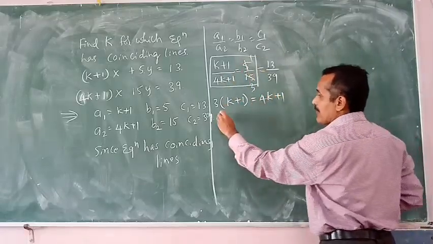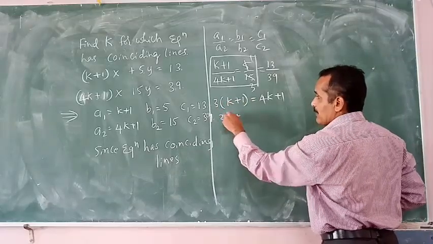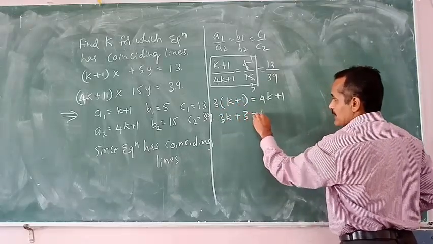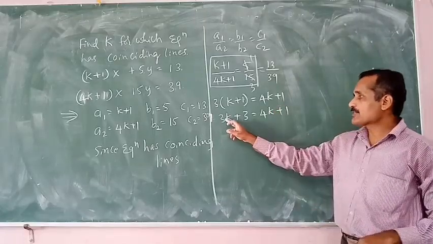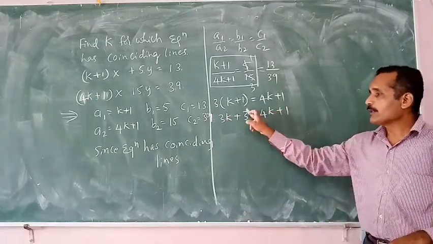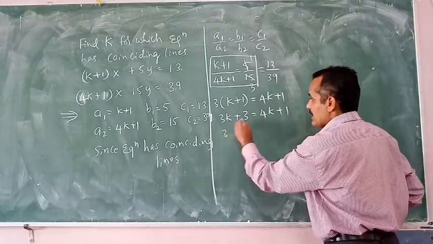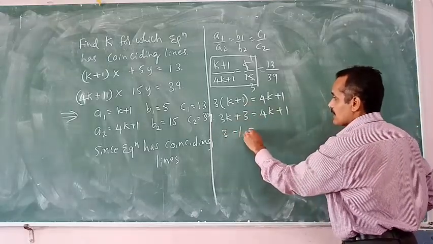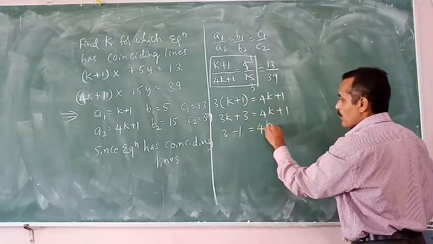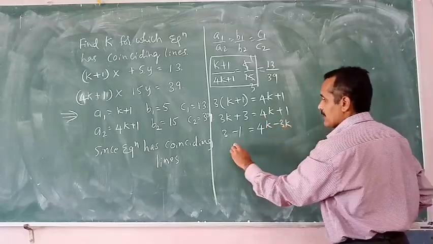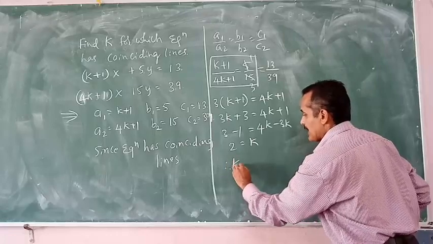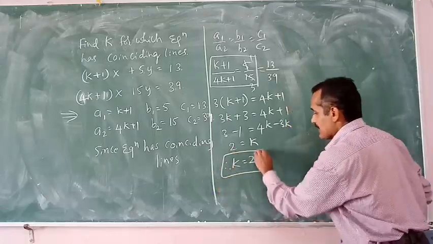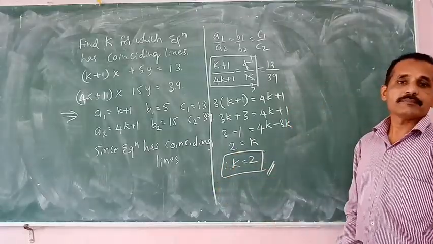Open the bracket. 3k plus 3 ones are 3 is equal to 4k plus 1. I will shift this 3k to this side, 1 to that side. It is 3 minus 1 is equal to 4k minus 3k. 2 is equal to k. Therefore, k is equal to 2. That is the end of the problem. Okay?